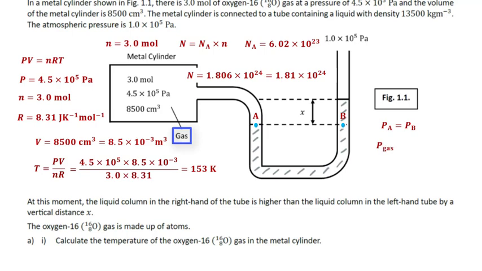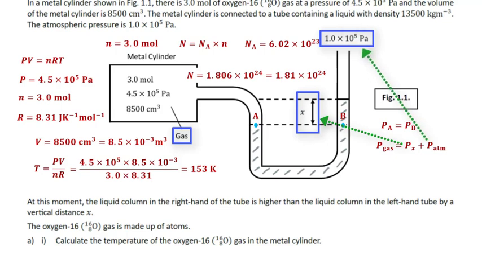Now the pressure at B is made up of two components. The pressure due to the liquid column of height x and the atmospheric pressure, which is 1.0 times 10 to the power 5. So the pressure at B is simply Px, where Px is simply the pressure due to the liquid column x, plus PATM is simply the atmospheric pressure.